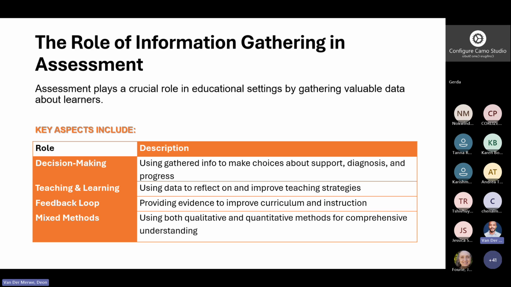And this helps us understand not just the numbers, but the context behind the data. So, in actual fact, gathering information is essential for making better decisions, improving teaching approaches or styles, and also ensuring that assessments are both accurate and effective.